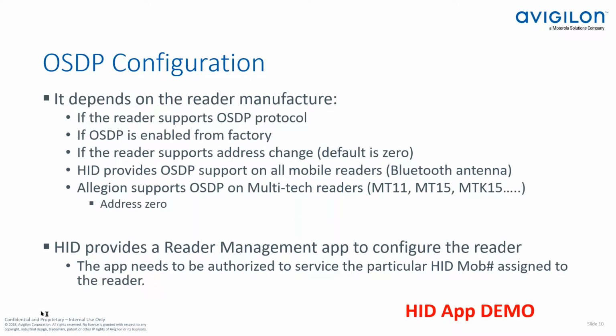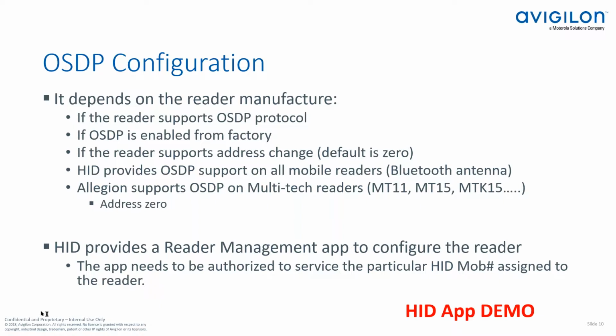Again, OSDP I think is just easier to configure, and if your reader supports it, I think you should take advantage of it. If you're doing HID readers, the mobile readers, the ones that come with a Bluetooth antenna in the back, that silver box in the back, they do provide the capability. They come loaded with OSDP functionality. Some of the Allegiant readers are there too, the MT11, the MT15, and MTK. They do provide support, normally address 0. If you want to deviate from that, in other words, if you want to plug 2 readers in the same port, then just contact the sales engineer team from Avigilon. We'll try to help you with that.